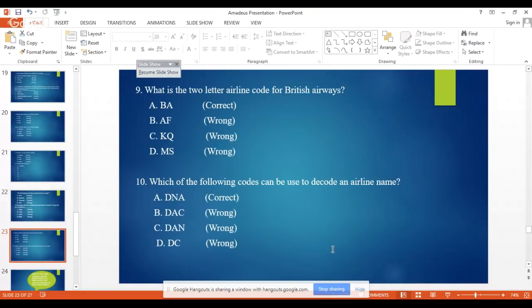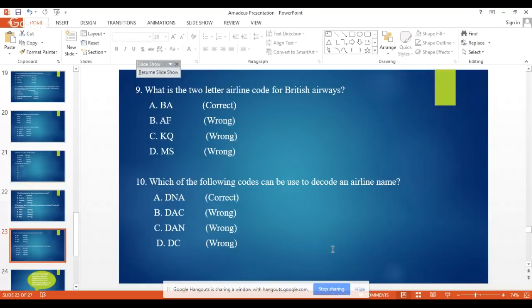Question 9. What is the 2-letter airline code for British Airways? We've talked about airline codes today. Like we've done for Air France, it's AF; for KLM, it's KL; for Kenya, it's KQ; for Ethiopia, ET; for Qatar, QR; for Egypt, MS. Now let's see, what is the two-letter airline code for British Airways?